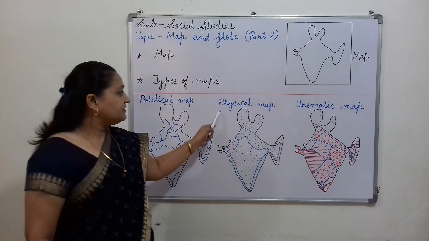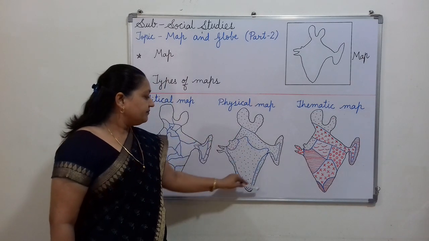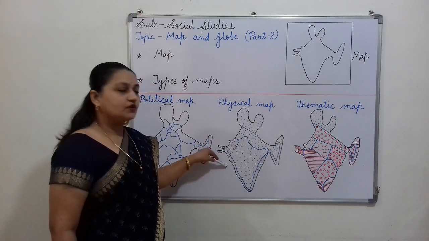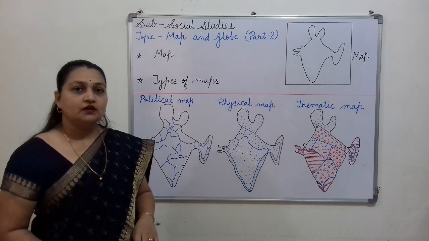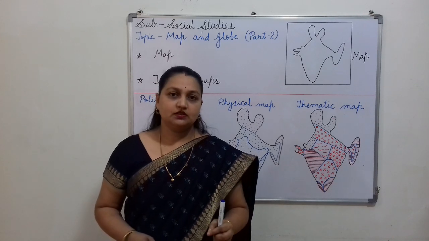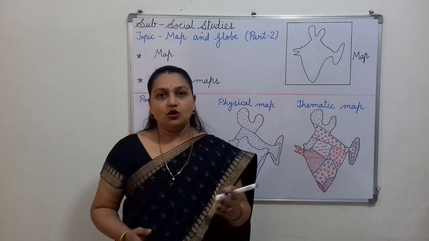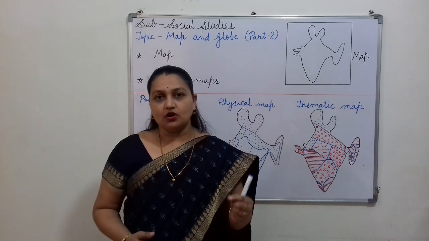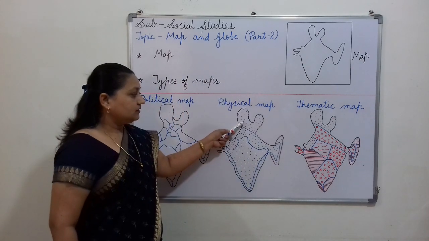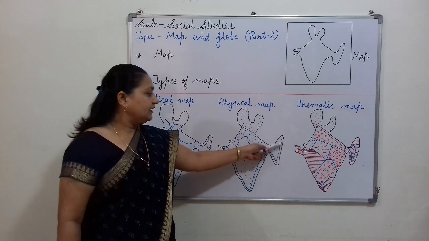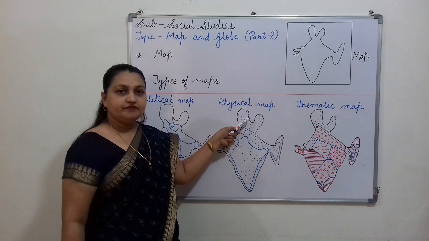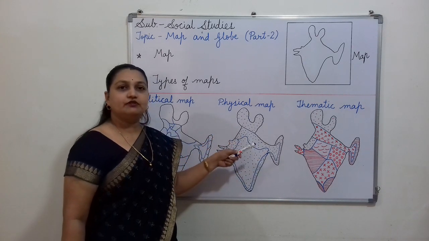Next, physical map. Here you see the figure of a physical map of India. What is a physical map? A map that shows relief features or physical features is called a physical map. Here you see the red dotted area. It is showing the mountainous region of India.